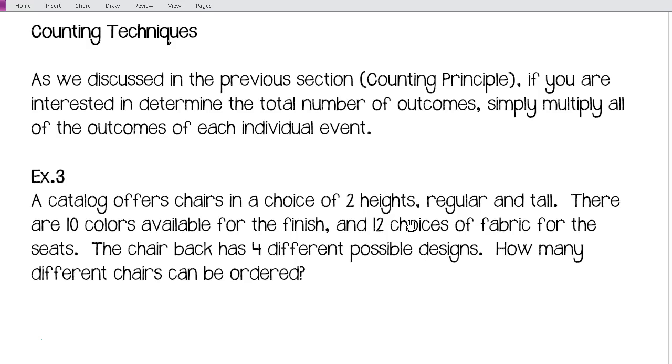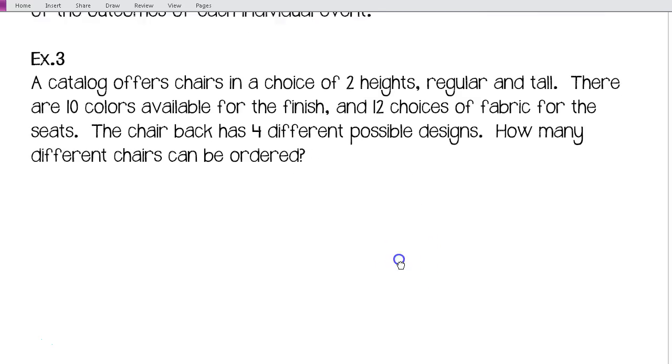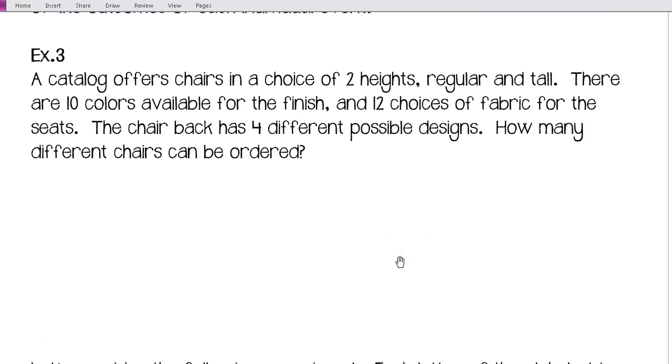So as we discussed in the previous section, the counting principle: if you are interested in determining the total number of outcomes, simply multiply all of the outcomes of each individual event. For example, a catalog offers chairs in a choice of 2 heights. There are 10 colors available for finish, 12 choices of fabric for the seats, and the chair has 4 possible designs. So we've got these 4 different characteristics. How many different chairs can be ordered?